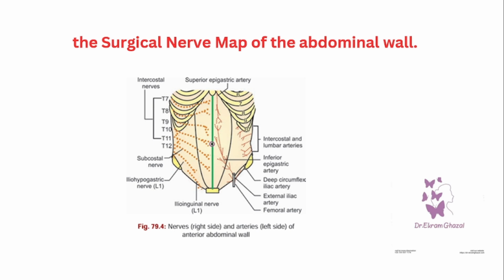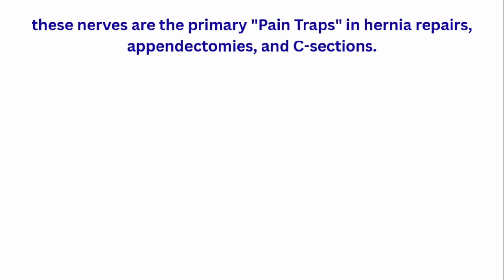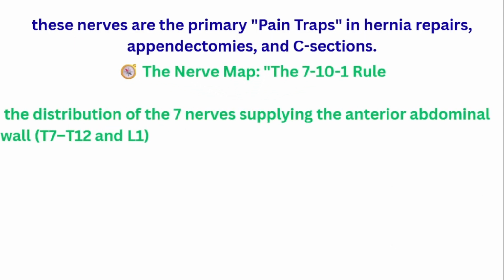Today we will discuss the surgical nerve map of the abdominal wall. Why does this topic matter? Because of the post-operative pain trap. We will clarify this in this video, inshallah. The primary pain traps are in hernia repair, appendectomies, and C-section.